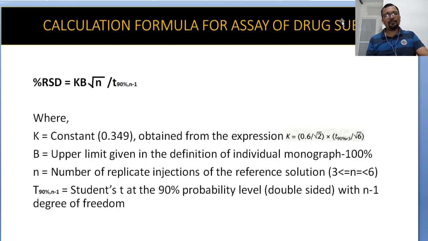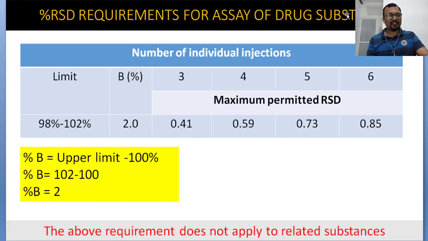So let us understand with the help of an example how you can evaluate the percent RSD limit with respect to the number of replicate injections. Now this particular section of the general chapter is only applicable for calculation of percent RSD for the assay of drug substance. It is not applicable for the related substances method analysis. It is only applicable for the assay of the drug substance and not even to the assay of drug product.